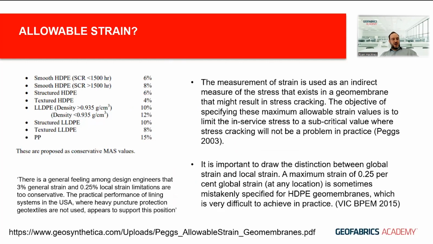The allowable strain. So, hot topic. And really the allowable strain, the measurement of strain, is used as an indirect measure of the stress that exists in the geomembrane that might result in stress cracking. The objective of specifying these maximum allowable strain values is to limit the in-service stress to a subcritical value where stress cracking is not going to be a problem in practice.